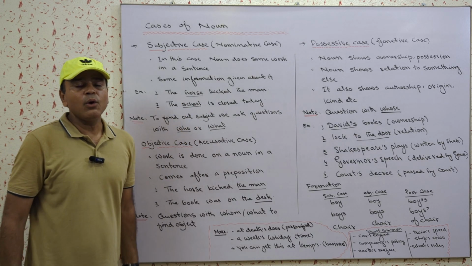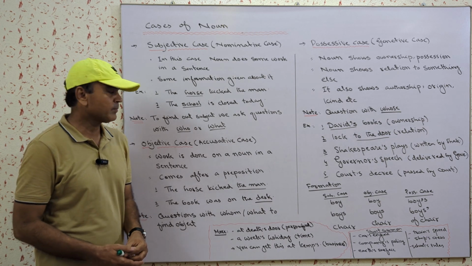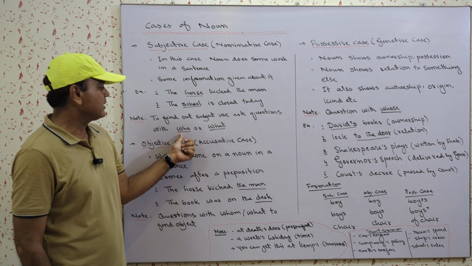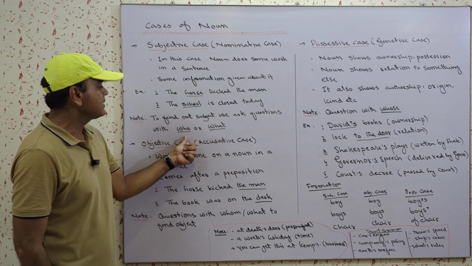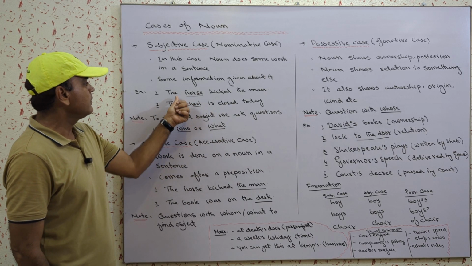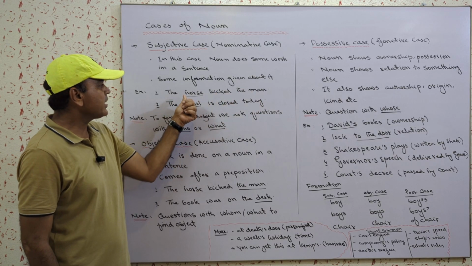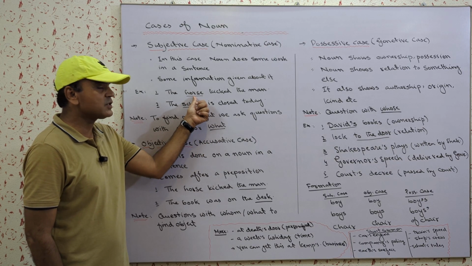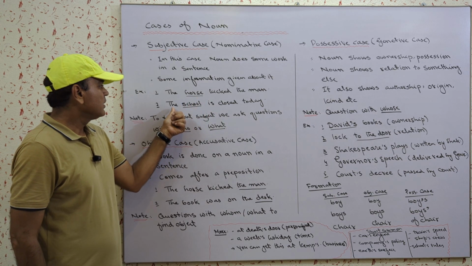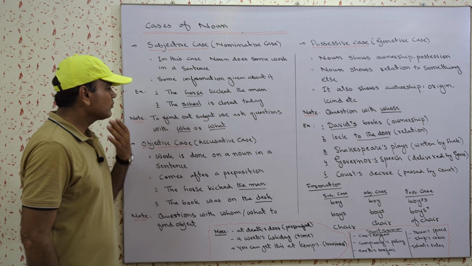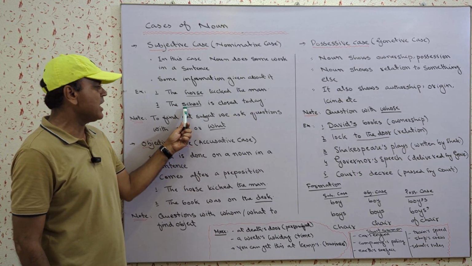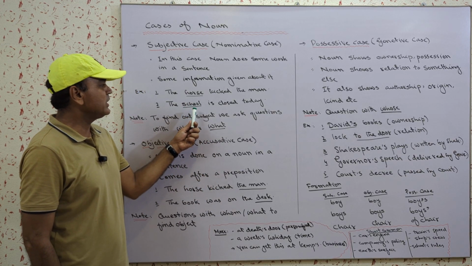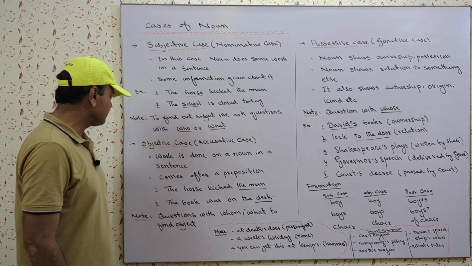Now, how can we find the subject if we are confused? There is a tip for you: if you want to find out the subject from a sentence, ask the question with who or what. That means in place of the subject you use who. For example, the horse kicked the man, and I say who kicked the man, and the answer of who is horse, so horse is subjective case. The school is closed today, so I can't say who is closed today, because for mostly non-living things we ask the question with what. So I will say what is closed today, the answer is school. So in this way we can find out the subject from a sentence.